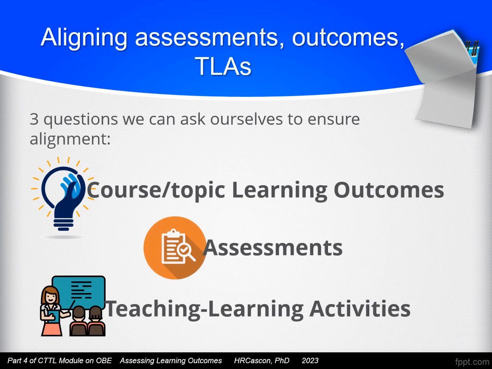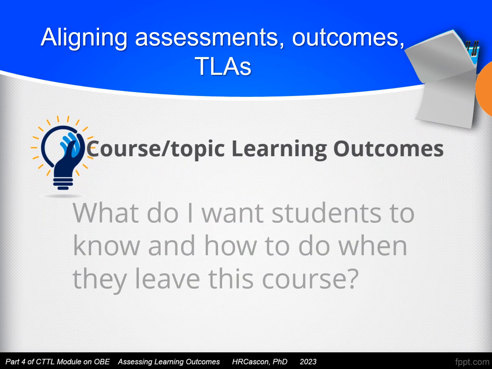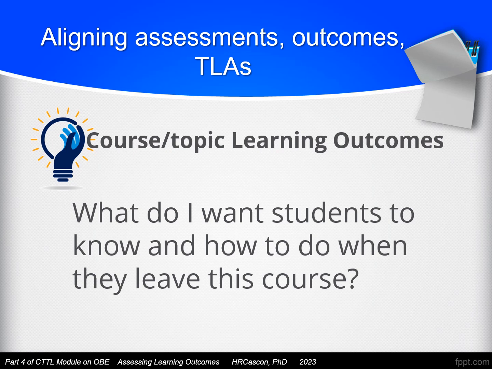To ensure that these three pillars are aligned, we ask ourselves the following questions. Course or topic learning outcomes answer the question, what do I want students to know and know how to do when they leave this course? We have already discussed intended learning outcomes previously. We will see more examples, then move on to assessments and teaching learning activities.